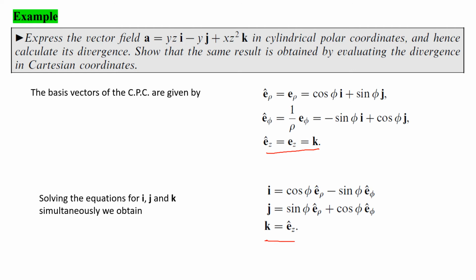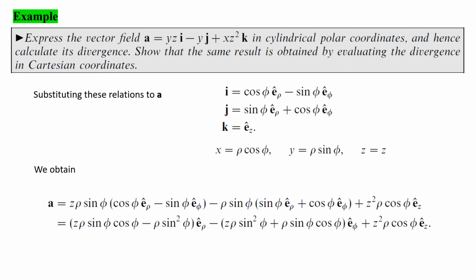But you need to show that you get these terms for i and for j using these two terms here. So I will give it to you as an assignment to prove that indeed you have the i and j terms obtained from these two here. Solving these three equations again for i, j, and k simultaneously, we get the following, and we're going to use these basis vectors later to substitute into the vector field A to express it in cylindrical polar coordinates.